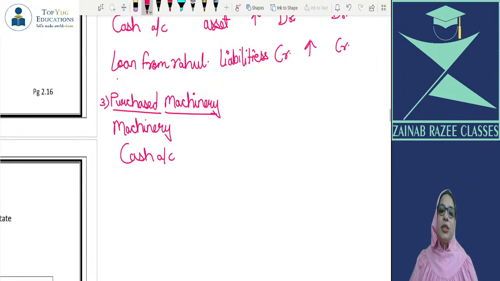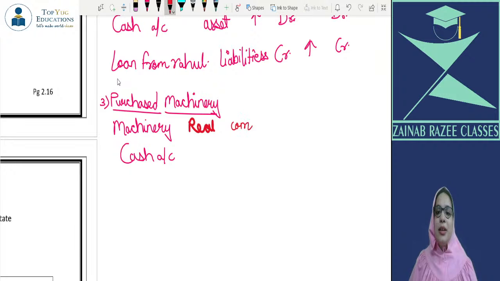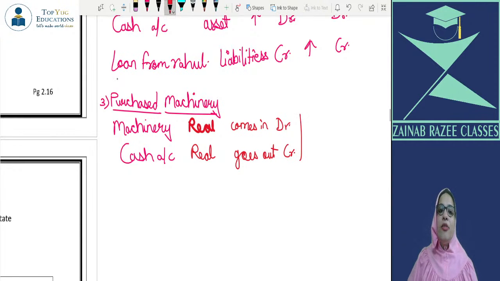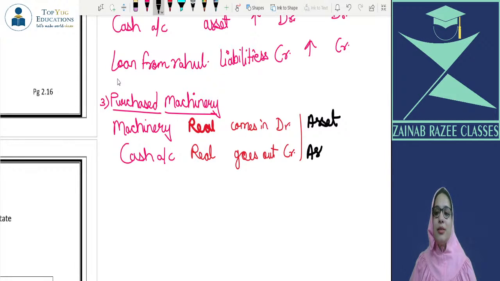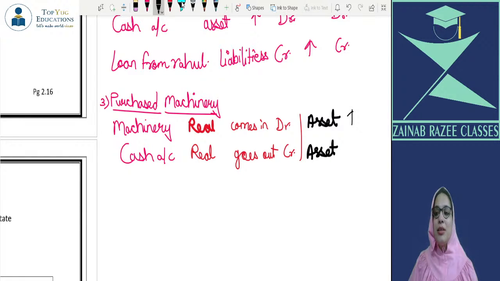Yes. And as per traditional approach, machine is a real account. Debit what comes in. So it comes in, that is why debit. Cash is also a real account, but it goes out. So cash is credit. Similarly, from modern approach, machine is an asset. Again, cash is also an asset. Machine is increasing. Okay, so asset increase is debit and asset decrease is credit. Okay, I hope this is clear. Yes, very good. So let's move ahead now.